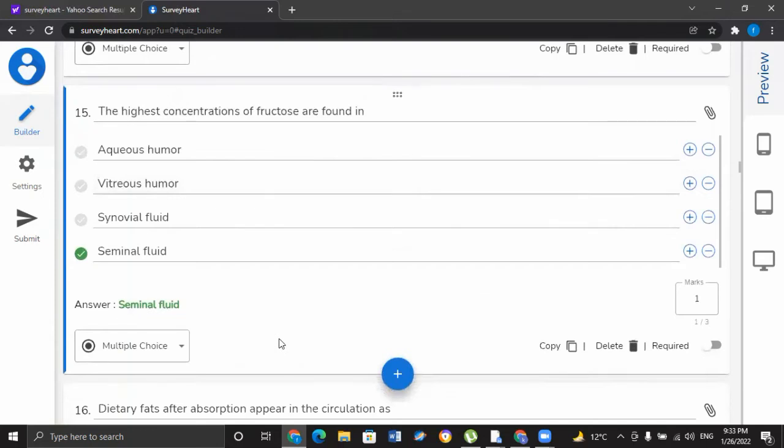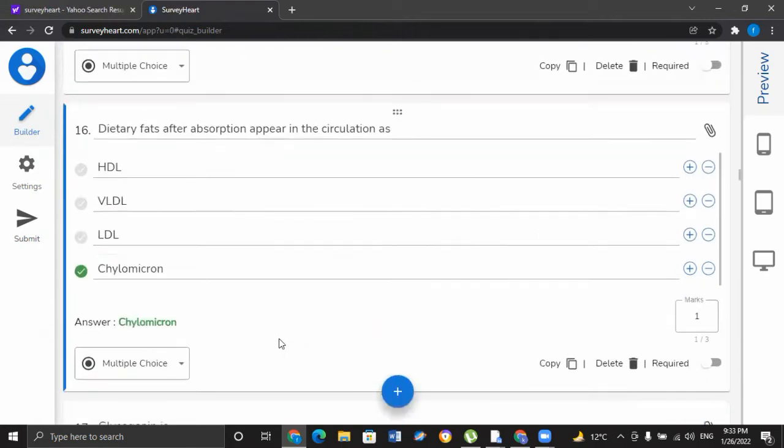The highest concentration of fructose is found in which of the following? Seminal plasma, or seminal fluid, has an excessive concentration of fructose, which provides an anaerobic and aerobic source of energy for the sperm and is associated with sperm motility and viscosity. So the correct option for MCQ number 15 is D, seminal fluid.